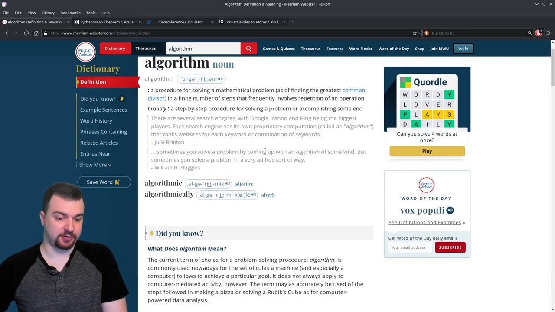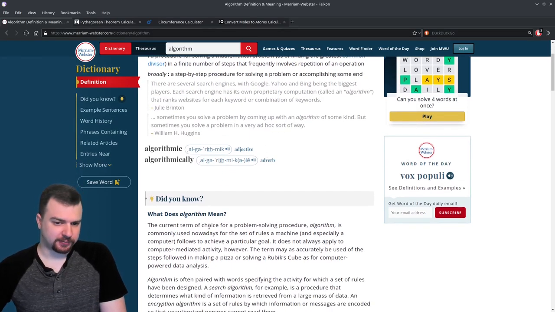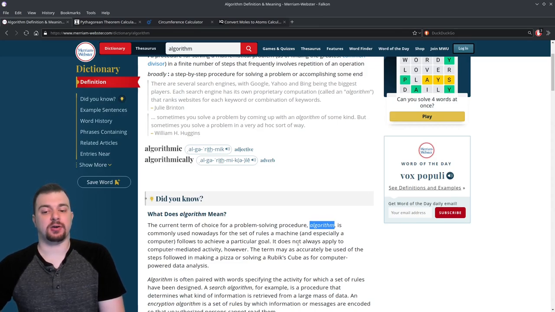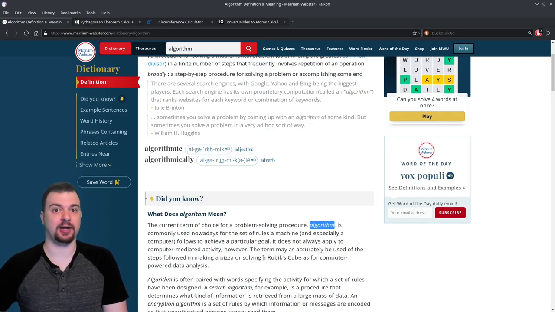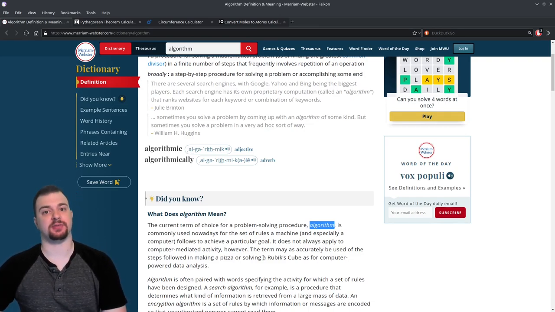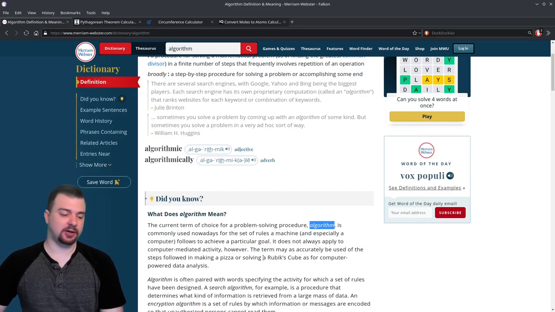Now, if you look down here, the current term of choice for a problem-solving procedure, algorithm, is commonly used nowadays for a set of rules a machine, and especially a computer, follows to achieve a particular goal. Not always the case, though. If you've ever done anything with a Rubik's Cube, that also has algorithms. It doesn't necessarily have anything to do with a computer.